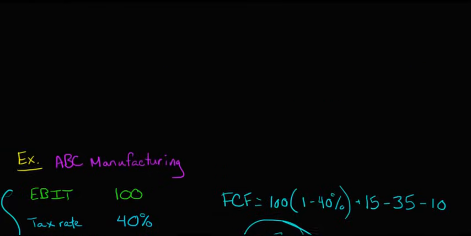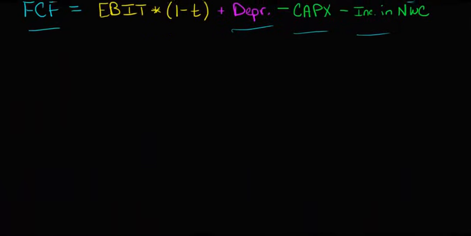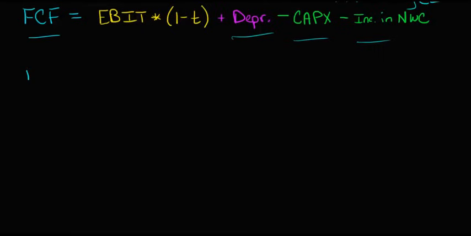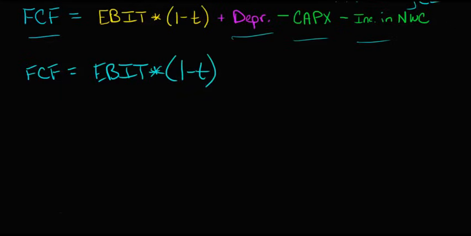Now, it bears mentioning that there's an alternative way of calculating free cash flow. You can also calculate free cash flow as equal to the EBIT, the earnings before interest and taxes, times 1 minus the tax rate. But instead of breaking out specifically depreciation and CapEx, you can just subtract out the increase in net fixed assets, which I'll abbreviate NFA. And then, of course, you still take out the increase in net working capital.